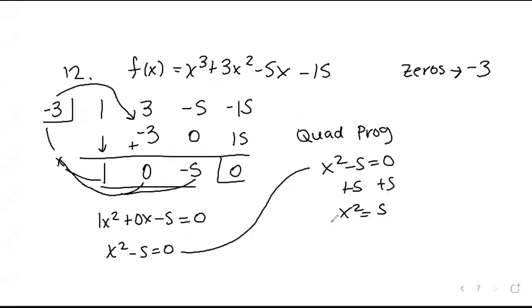But I'm adding 5, taking the square root of both sides. So that's going to be x is equal to plus or minus the square root of 5. So these are my other two zeros. They gave me -3. Those would be my other two.